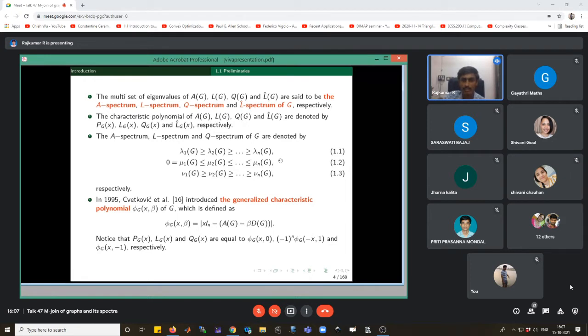Then the definition of the generalized characteristic polynomial of the graph, which was introduced by Cvetković, is defined as the polynomial Pi_G(x, beta) as the determinant of this matrix. From this generalized characteristic polynomial, one can obtain the characteristic polynomial of the adjacency matrix, Laplacian matrix, and signless Laplacian matrix by suitably taking the values of beta and x. Here it is mentioned.